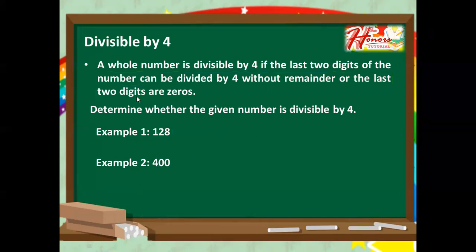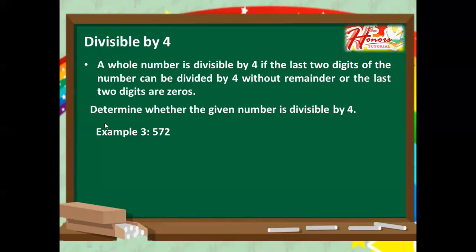Next, another number. We have here 572. Let's focus on the last two digits of the given number, and that's 72. And then you have to divide it by 4. So we have here 72 divided by 4. What is 72 divided by 4? That is 18 without having a remainder, right? So therefore, it is also a yes because when we divide 72 by 4, we didn't get any remainder.